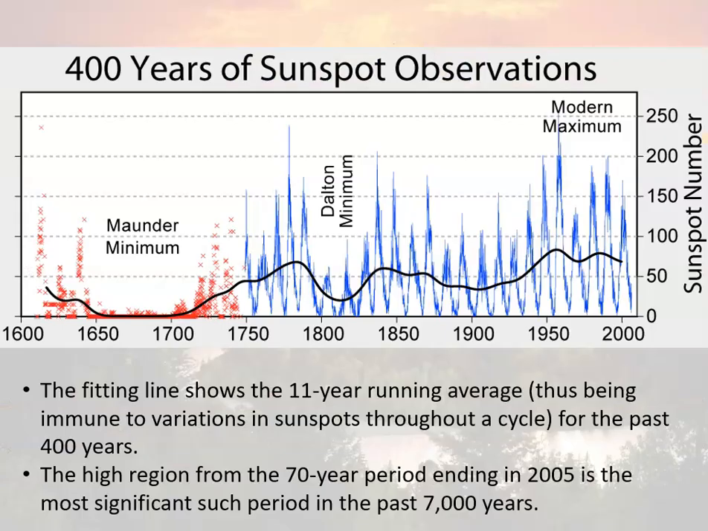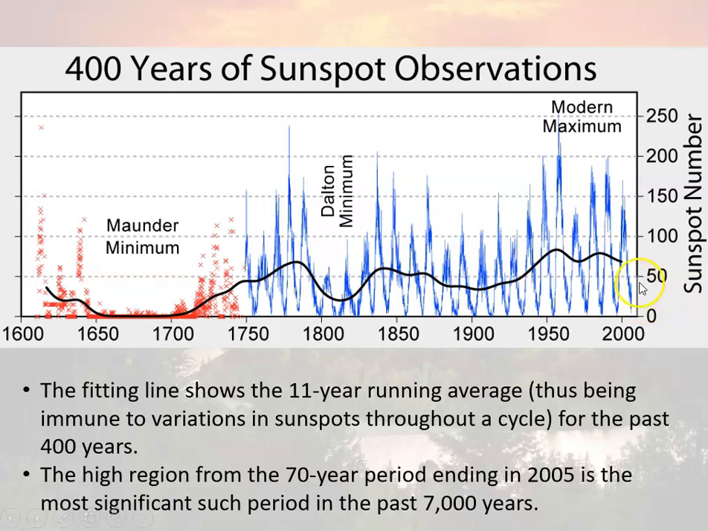So here are the last 400 years of sunspot observations, starting with a lot of the observations made by Galileo, and going into the Maunder minimum. And then there was a secondary minimum called the Dalton minimum, and then finally when we got out of that, that kind of marked around the end of what we call the Little Ice Age. And then we got into the modern maximum.